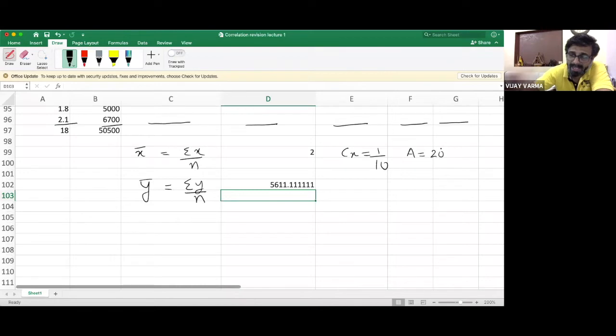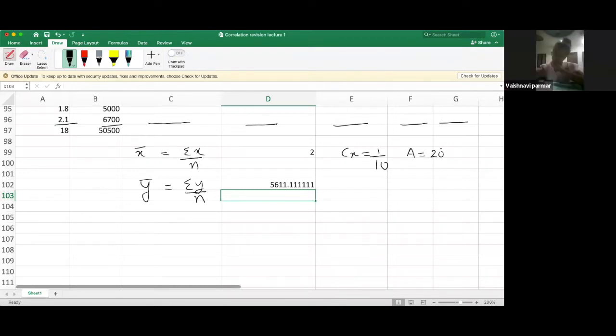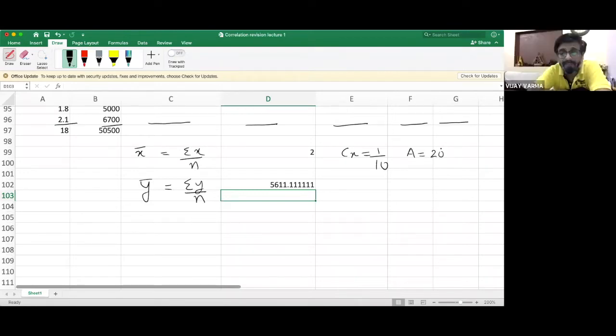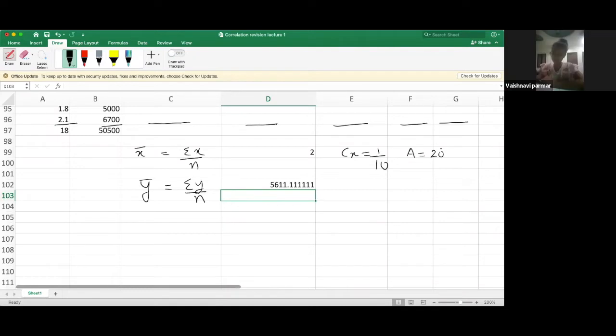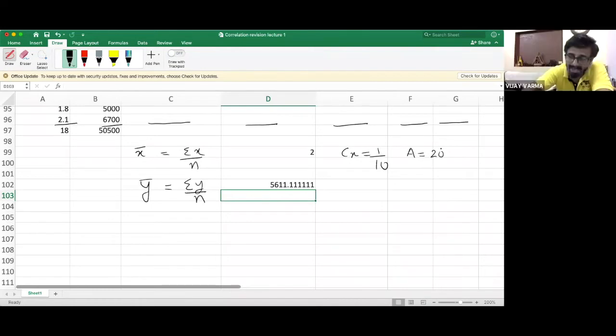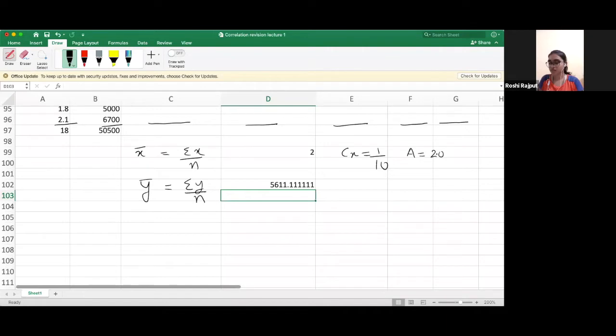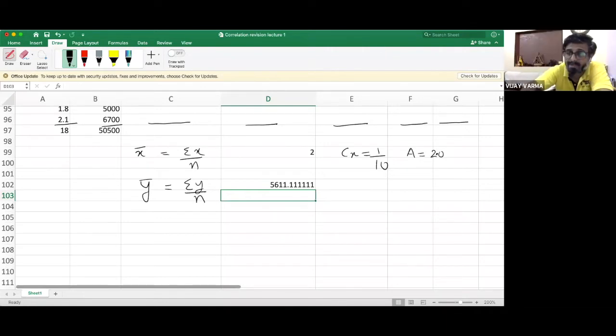See Shubham, what did I tell you in the last lecture? Take a multiple of cx. Here we are dividing, so it's 1 by 10, so you'll take 20. And if you take 2, then also it's right, but if you take 2, then you'll take the multiplication outside the bracket. Very good.